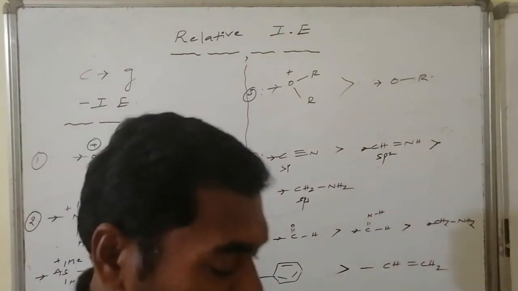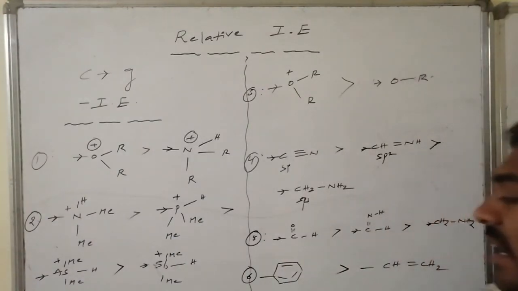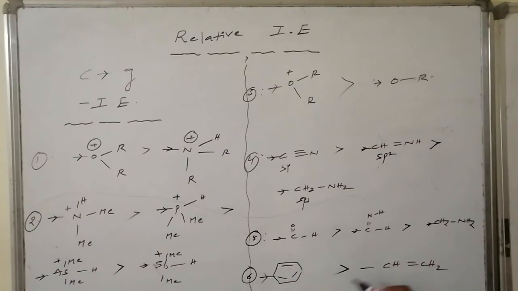Thus, the phenyl system has a higher relative minus inductive effect compared to the same variety of unsaturations containing alkene systems like this, because it involves resonance.